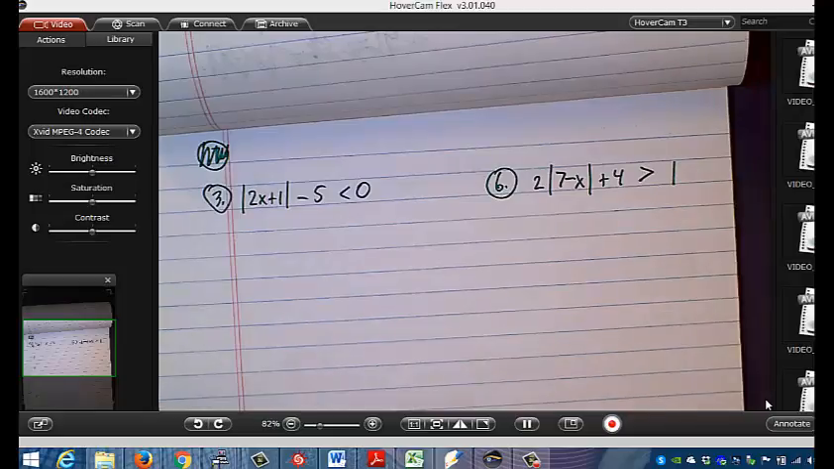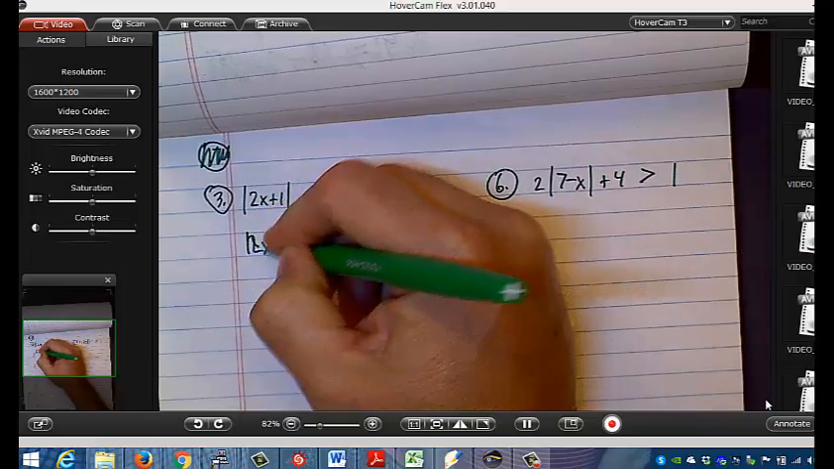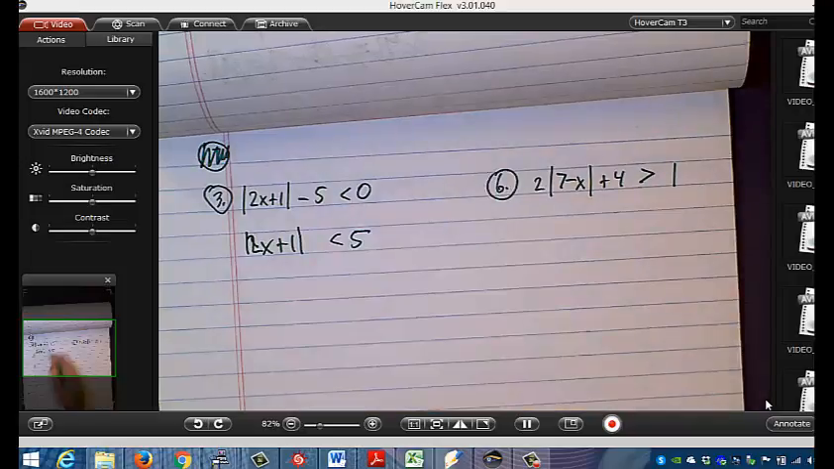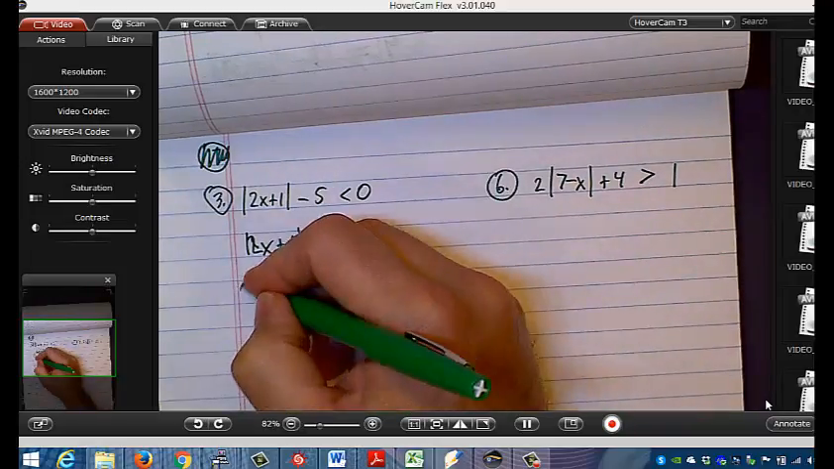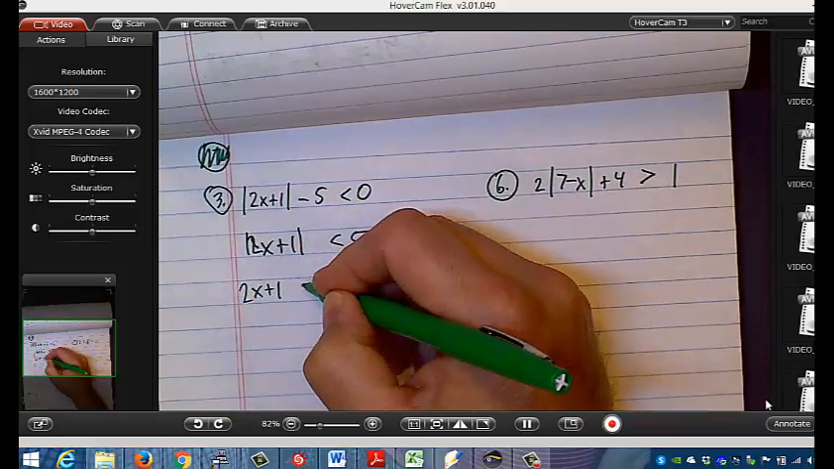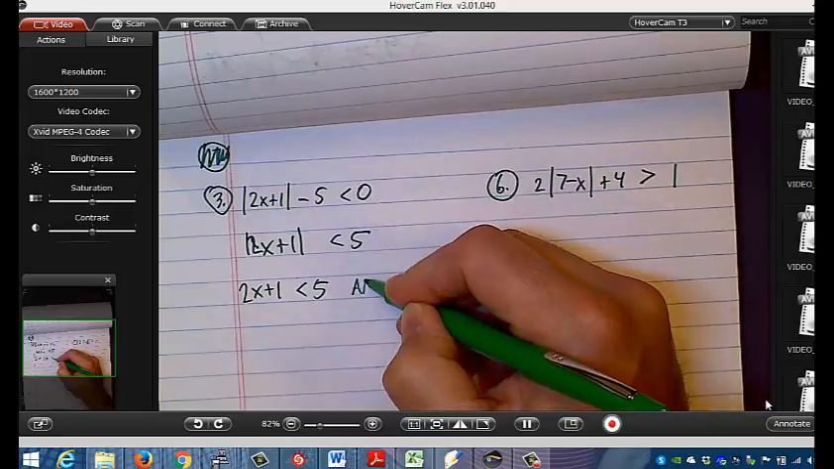Let's see what we could do with this first one. So you want to get the absolute value by itself. Absolute value of 2x plus 1 is less than 5, right? What'd you do next? You say 2x plus 1 is less than 5. What word should I be using here? And. Less than is and.